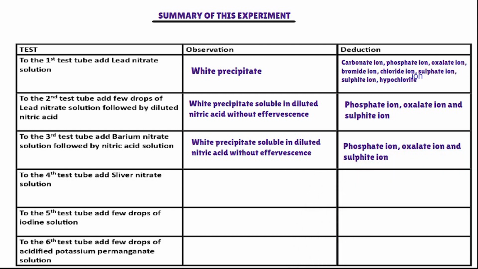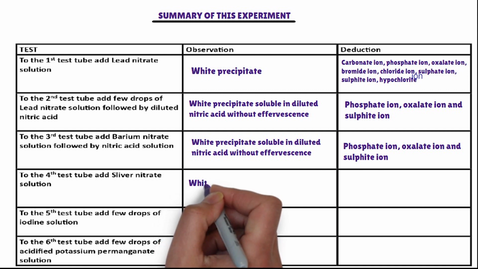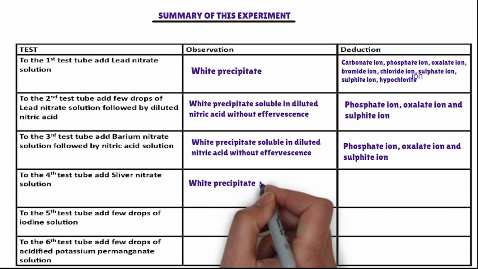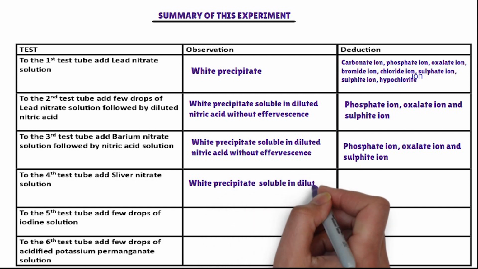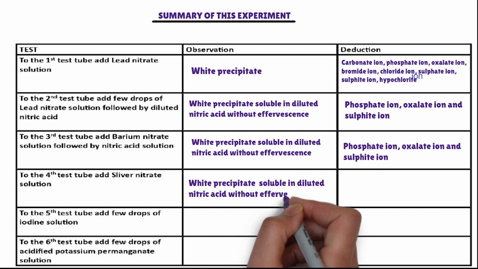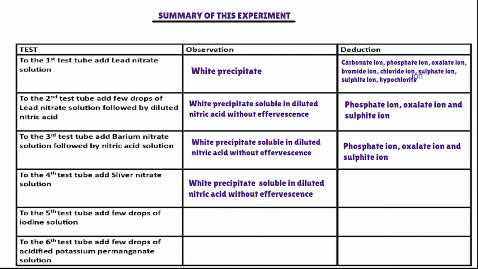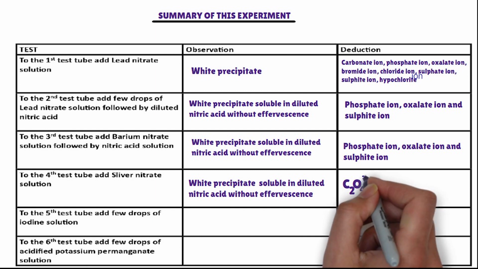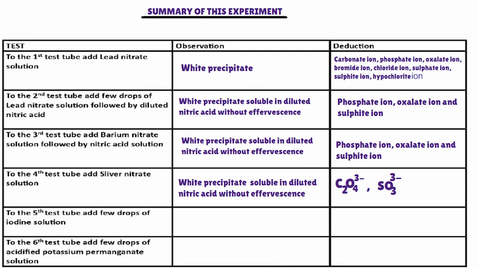To the fourth test tube, silver nitrate solution is added. The anions from the above list that react with silver nitrate to form white precipitate, and the precipitate formed is soluble in nitric acid without effervescence, are oxalate ion and sulphite ion.